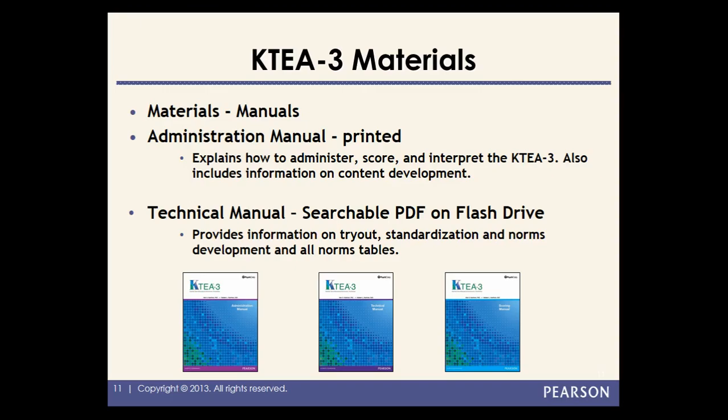And the great thing about these tech manuals when we have them digitally is that they're searchable. So it's a PDF that's searchable. And it allows you to go through and easily find information about tryouts, standardization, norms development. All the norms tables are going to be on there. So, those searchable PDFs are a real benefit, not having to go through a specific printed manual to find those, I think, is a real benefit.